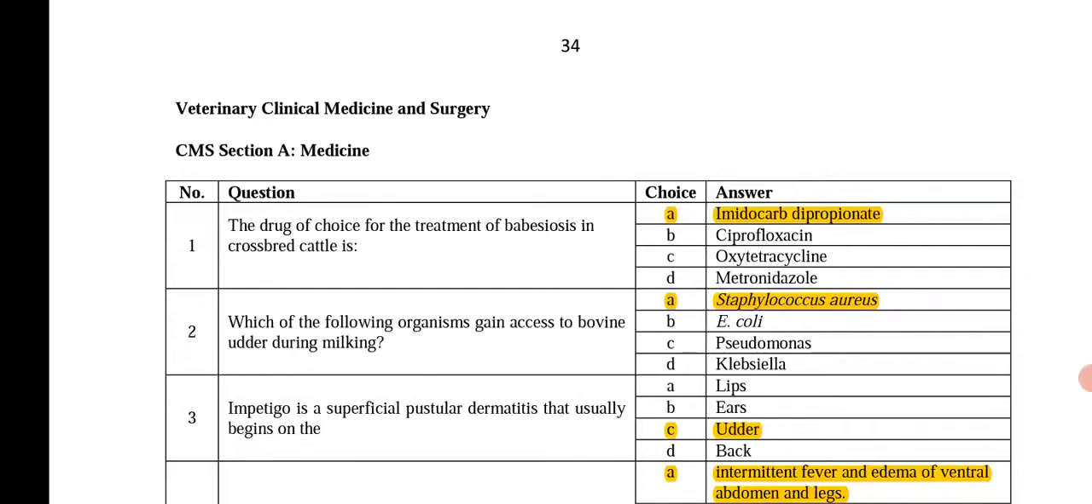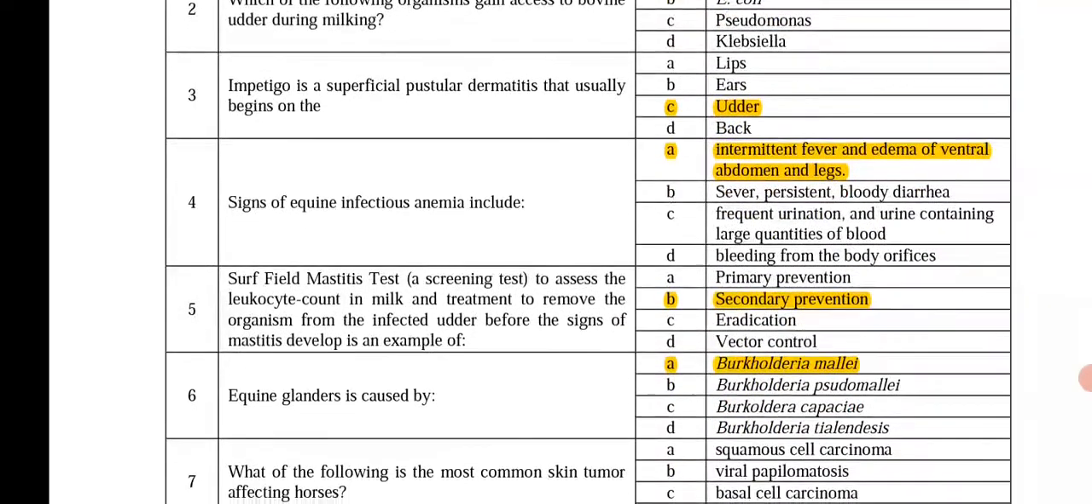Which of the following organisms gain access to bovine udder during milking? Staphylococcus aureus. Impetigo is a superficial pustular dermatitis that usually begins on the udder. Signs of equine infectious anemia include intermittent fever and edema of ventral abdomen and legs. Field mastitis test, a screening test to assess the leukocyte count in milk, and treatment to remove the organism from the infected udder before signs of mastitis develop, is an example of secondary prevention.